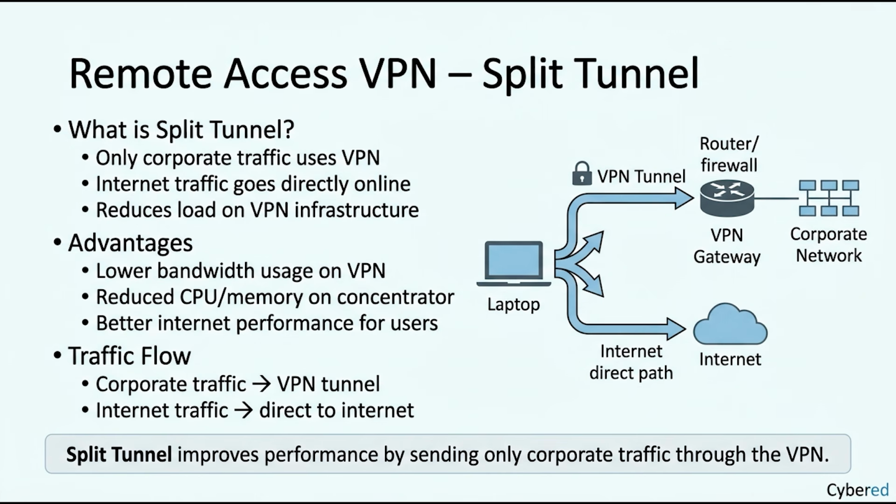And then there's split tunnel. In split tunnel mode, only traffic destined for the corporate network is sent through the VPN tunnel. Internet traffic is sent directly to the internet from the user's device. Advantages of split tunneling include reduced bandwidth usage on the VPN tunnel, lower CPU and memory usage on the VPN concentrator, and improved performance for internet access.